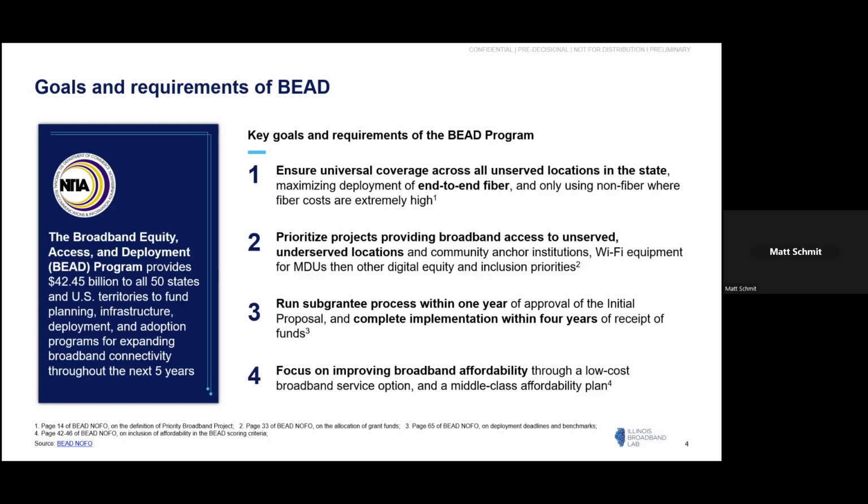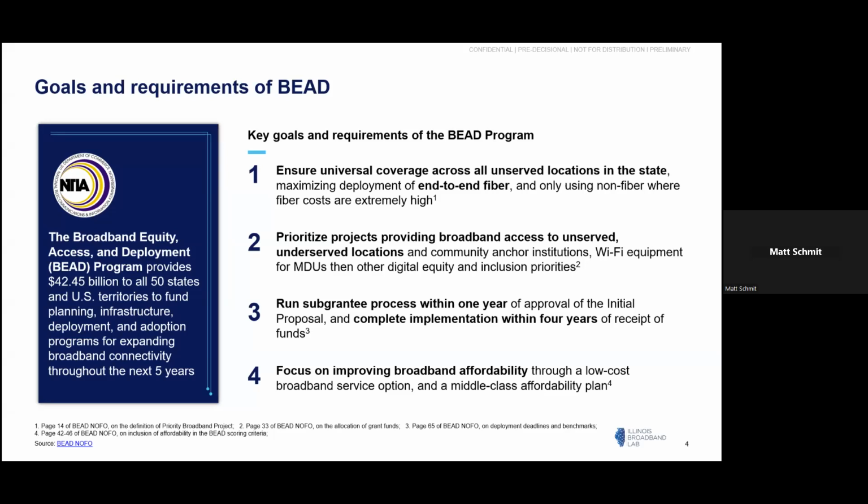And then again, a focus on community anchor institutions, making sure they have the connectivity to meet their needs of today and tomorrow, and then looking into other applications of eligible BEAD funding, getting into multi-dwelling units, other Wi-Fi and digital equity and inclusion priorities.